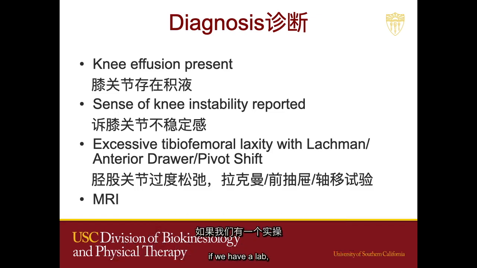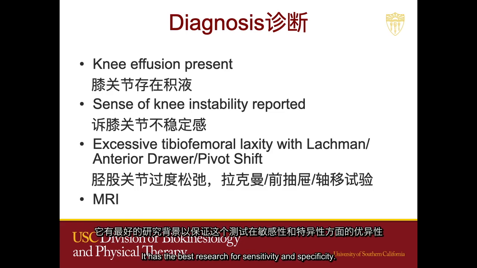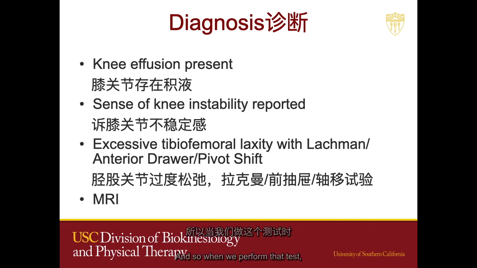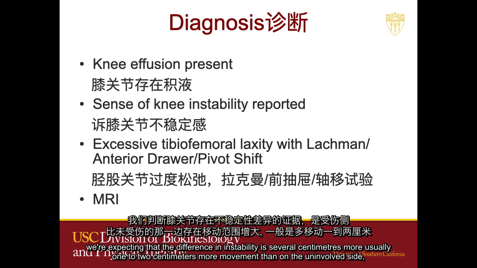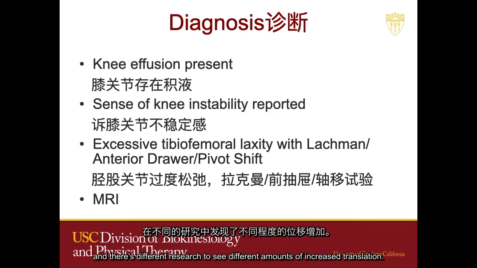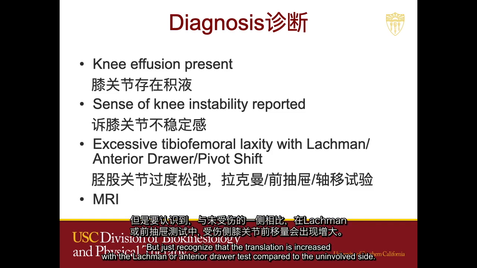And again, if we have a lab, we'll definitely review Lachman's testing. It has the best research for sensitivity and specificity. When we perform that test, we're expecting that the difference in instability is several centimeters more, usually 1 to 2 centimeters more movement than on the uninvolved side. There's different research to say different amounts of increased translation, but just recognize that the translation is increased with a Lachman or an anterior drawer test compared to the uninvolved side.